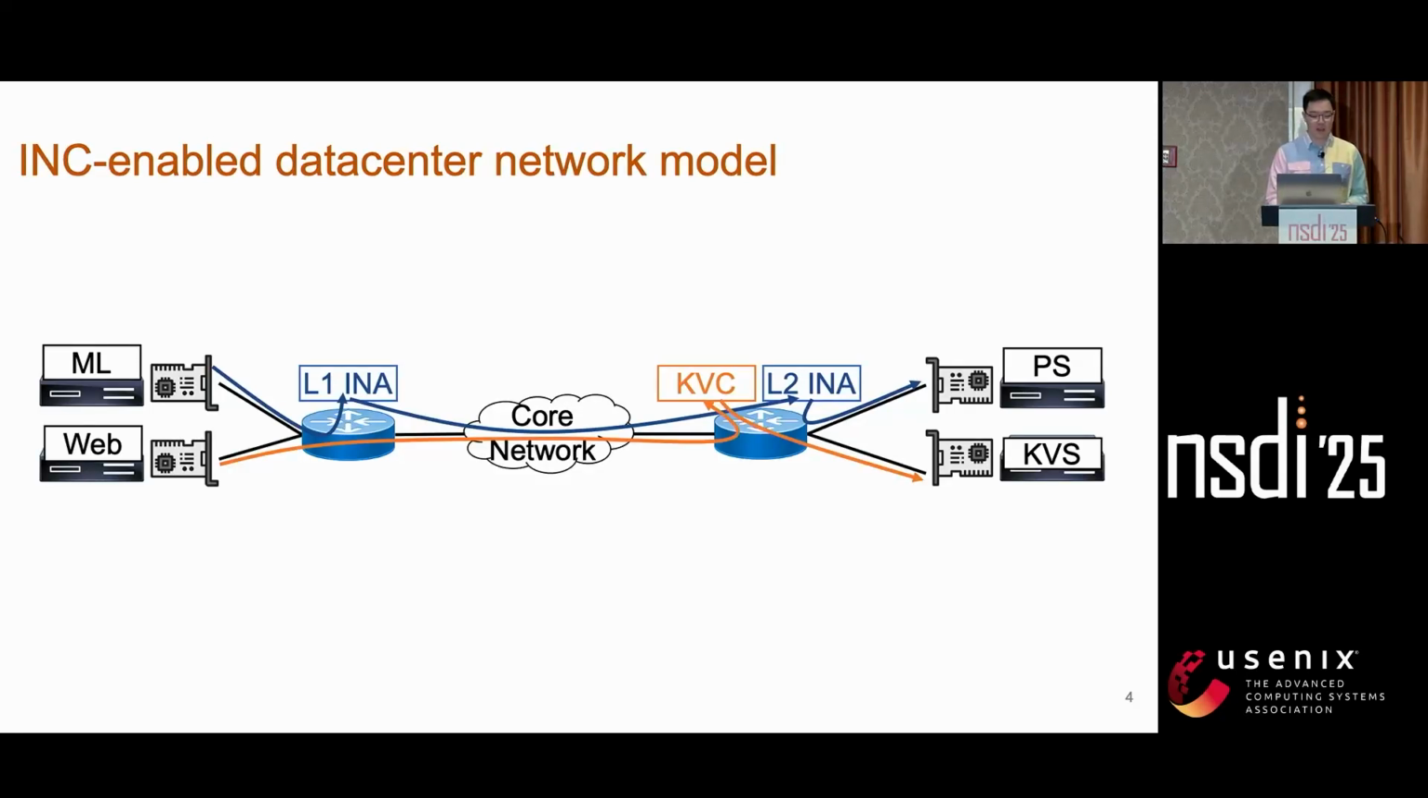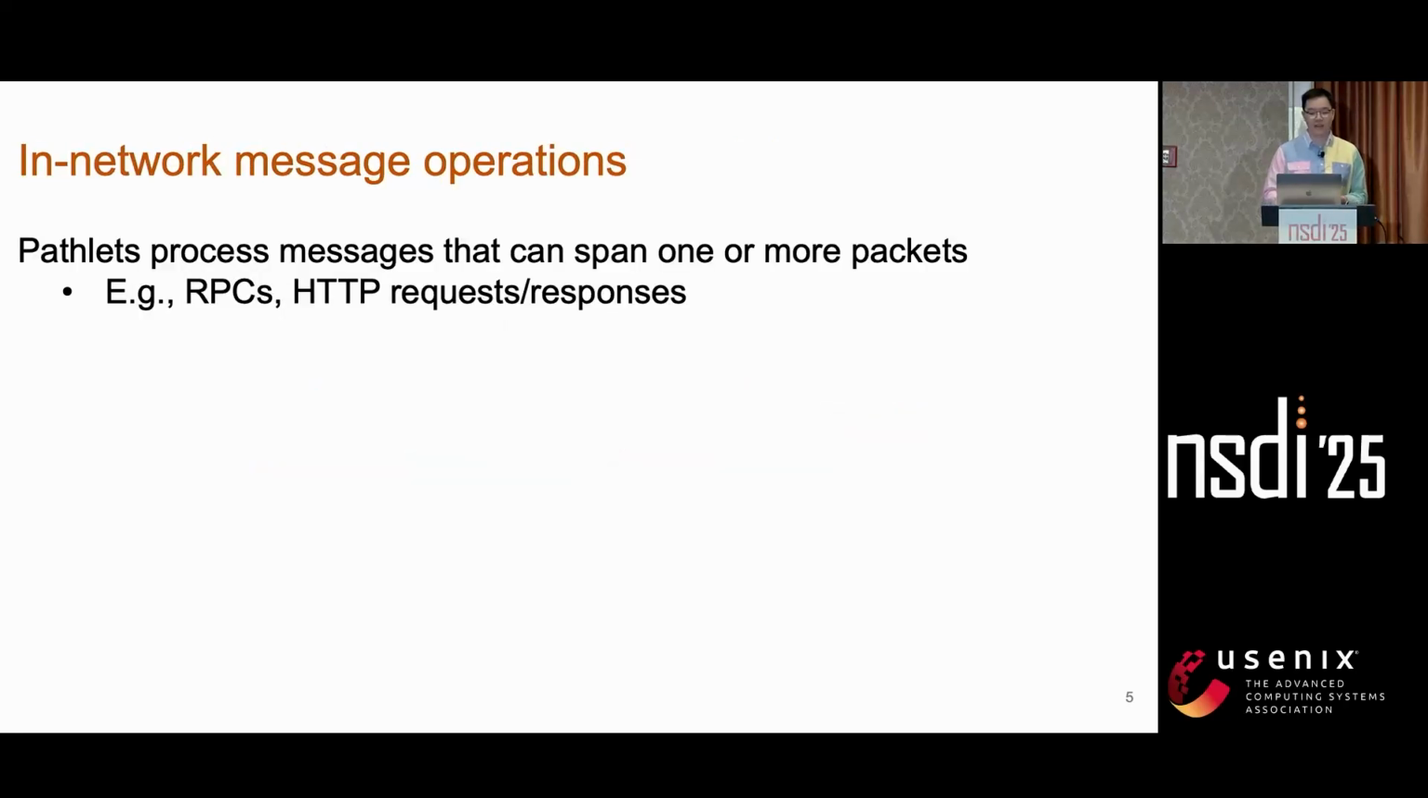And similarly, a web server, for example, that wants to use the key-value store should issue the request towards the key-value cache, and in case of a cache miss, the request will go to the backend server. These are, in fact, overlay paths between the sender and receiver, with offloads being waypoints, so we call them pathlets. The pathlets, being L7, process messages instead of just packets, where a message such as an RPC can span multiple packets. Specifically, we have identified four types of operations.